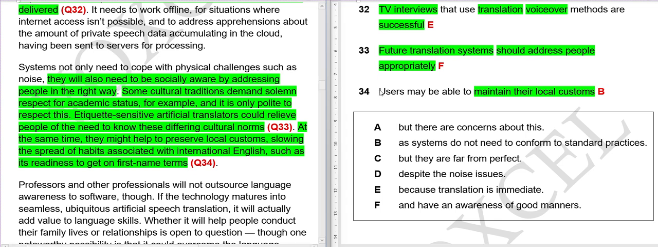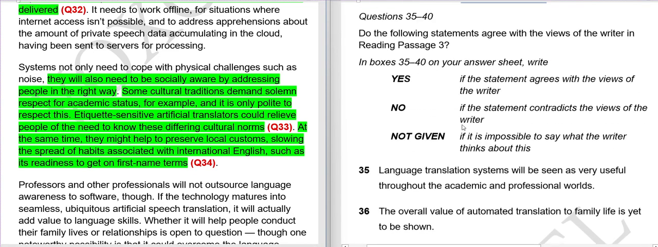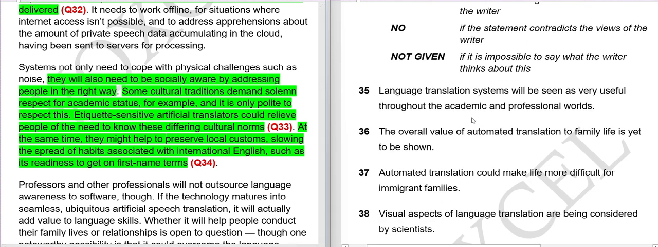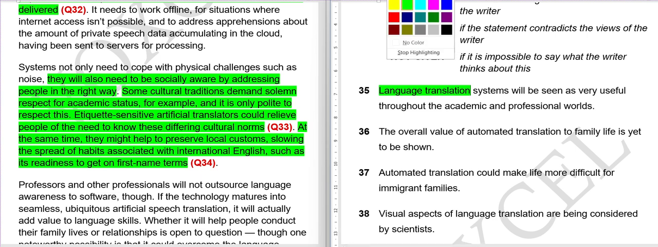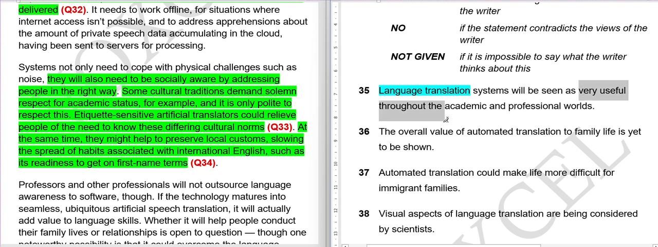Moving on to the next set of questions, 35 to 40. 35th. Language translation systems will be seen as very useful throughout the academic and professional worlds. So the question is saying that, okay, let me change the color for this. Language translation systems, they will be seen as very useful throughout the academic and professional worlds.